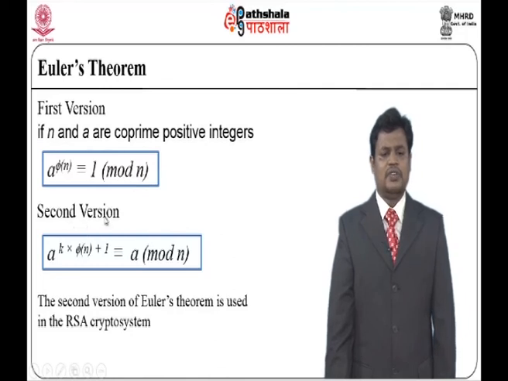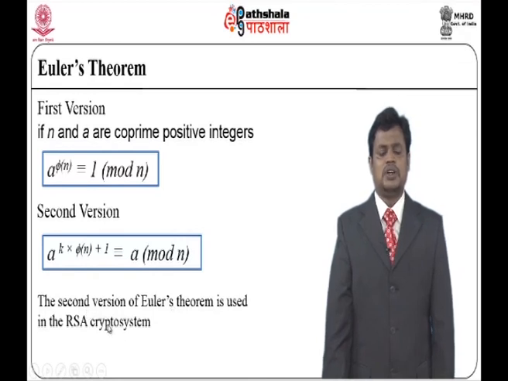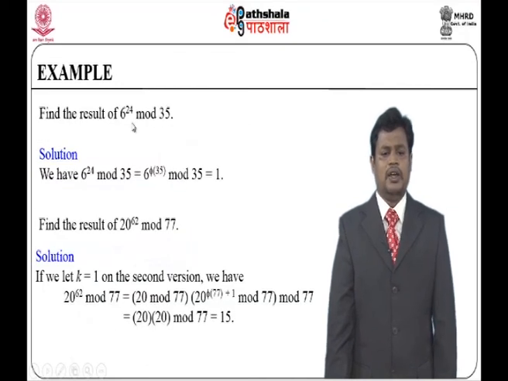Similarly, the second version does not require that a and n be coprime; a can be any integer. We say that a power k times phi of n plus 1 is congruent to a mod n, where k is any integer and phi of n is Euler's totient function. This second version of the theorem is the one we use in RSA. RSA is an asymmetric cryptographic function. Let us look at an example related to that.